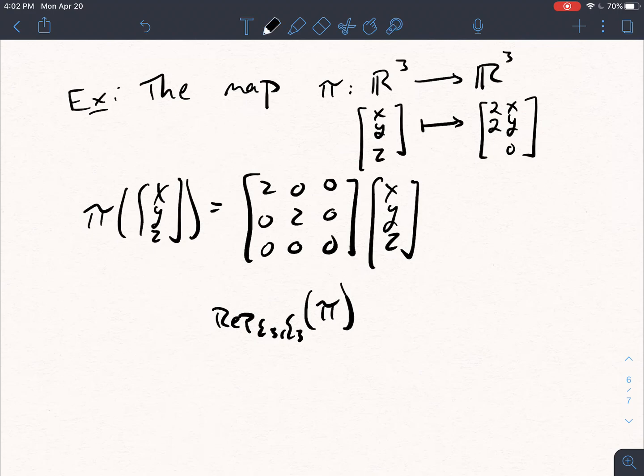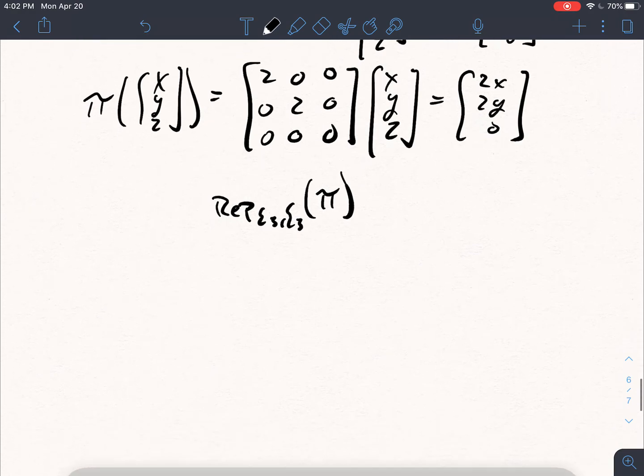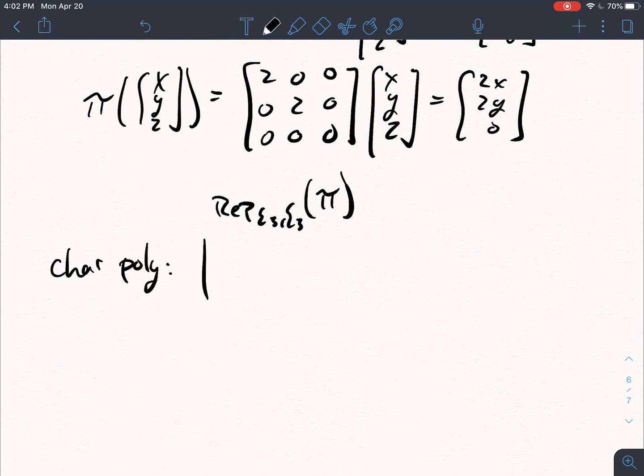Or you could just notice, maybe you can see that this is true just by looking at this, that this is equal to (2x, 2y, 0). Maybe you can see that. But anyway, what's the characteristic polynomial? It's the determinant of our representation minus lambda times the identity matrix.